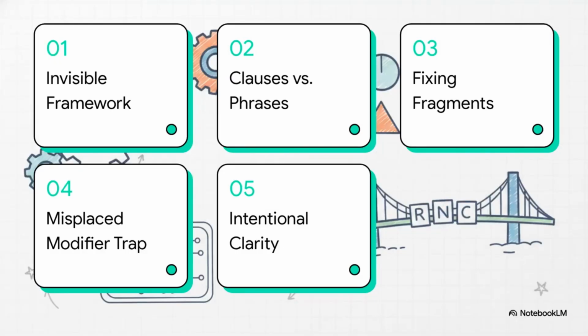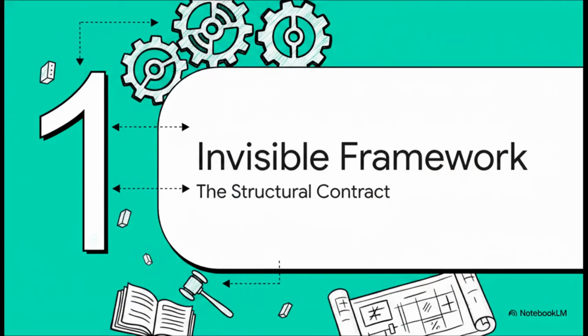Here's our site plan for today's explainer. First, the invisible structural framework. Second, clauses versus detailing phrases. Third, fixing sentence fragments. Fourth, the misplaced modifier trap. And finally, building intentional clarity. Let's dive right in. Section 1.